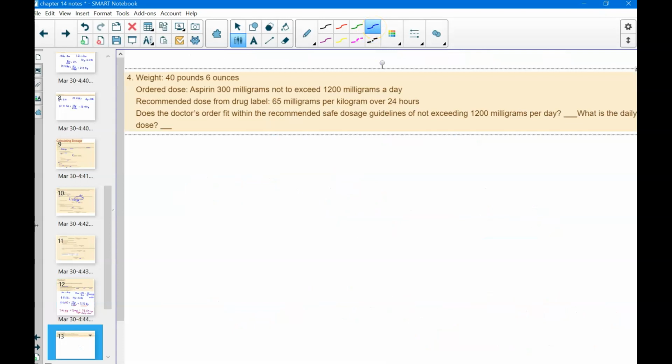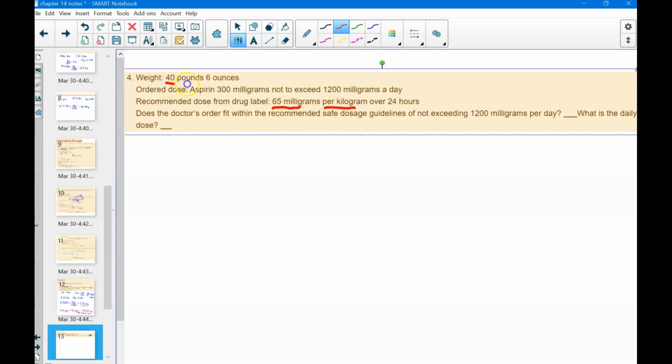Let's try another question. This one is 40 pounds, 6 ounces, 300 milligrams, not to exceed 12 milligrams per day. Recommended dosage is 65 milligrams per kilogram over 24 hours. So we have 65 milligrams per kilogram.